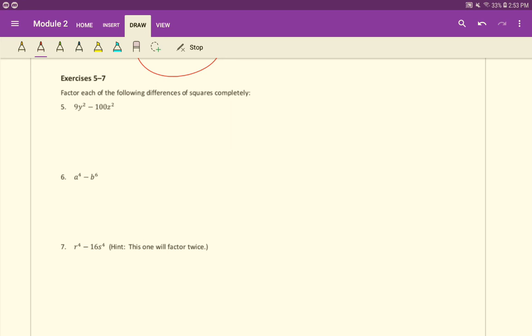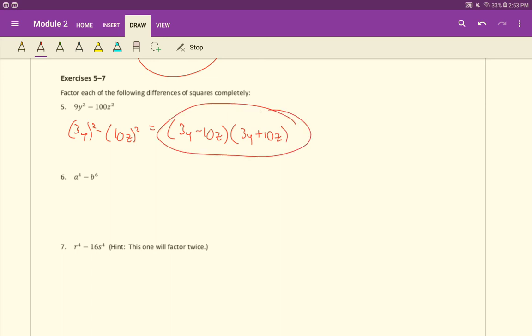All right, so I hope you paused the video, and if not, please do. Please stop, try these problems on your own, see what you can do. All right, so 9y squared is (3y) squared. 100z squared is (10z) squared. And so this factors to be 3y minus 10z and 3y plus 10z. And that's as far as we can go there.